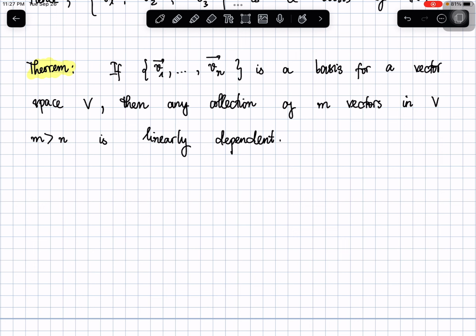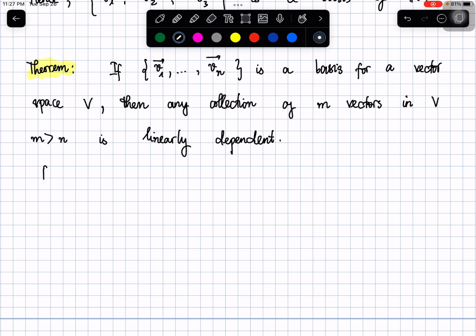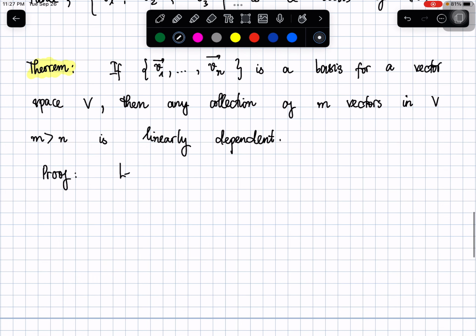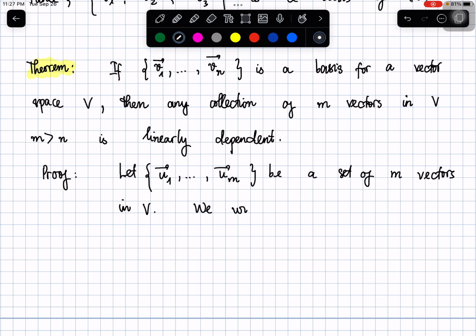Let's suppose we have a set of m vectors. Say, let u1 to um be a set of m vectors in V. We will show that they are linearly dependent.